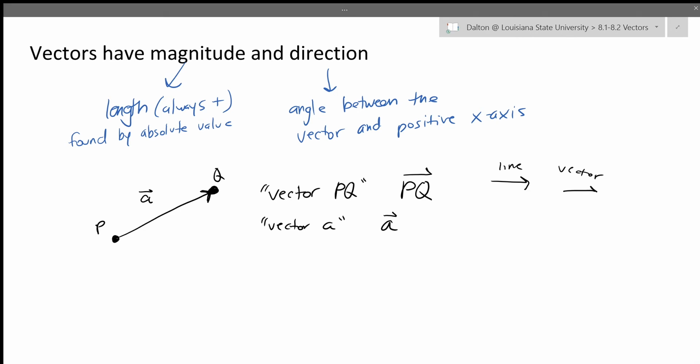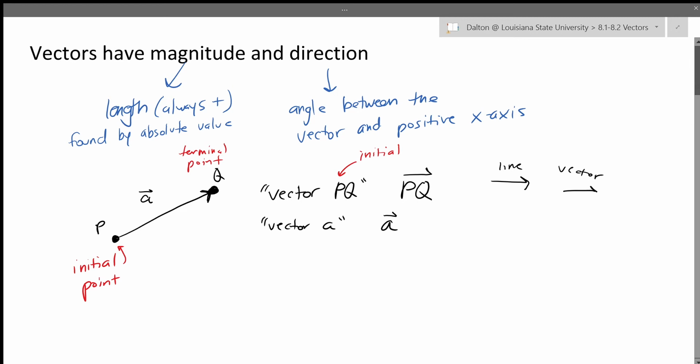Now, the idea with direction also has an impact on the name. You can't just name it vector QP, because that would imply that the arrow were in the other direction. So in this case, we call P the initial point, and we call Q the terminal point. That's where your vector stops. So when you name vectors, the first letter always has to be the initial point, P to Q.